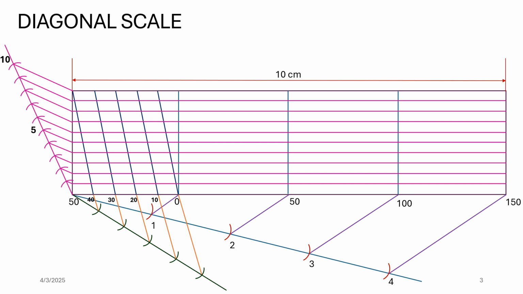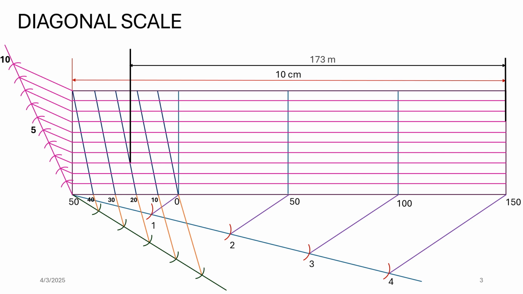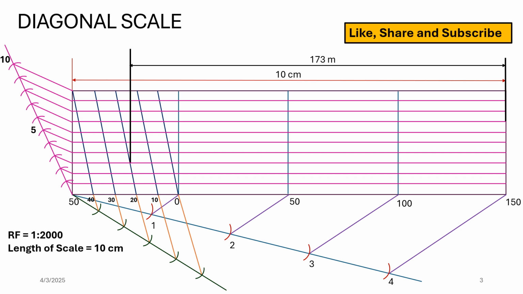So we have to mark a distance of 173 meters on this scale. So 150 is on one side, then taking 20 on the divided part of the first section. So 20 on this one, and then 7 on, sorry, 3 on this one. So we have this one and this one. So this distance is giving us a distance of 173 meters. Then RF is 1:2000 and length of a scale is 10 centimeters.